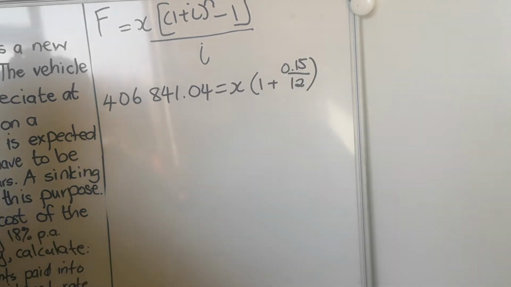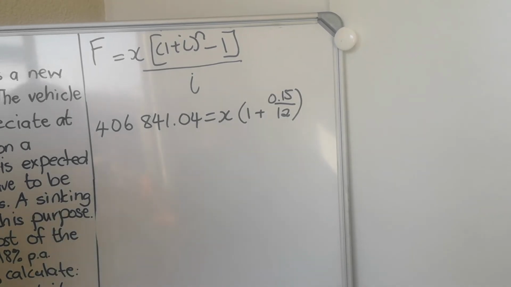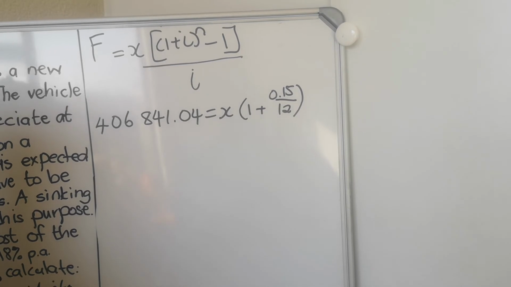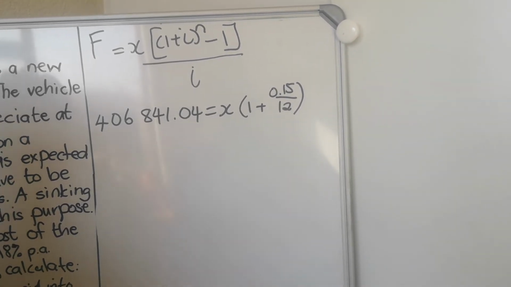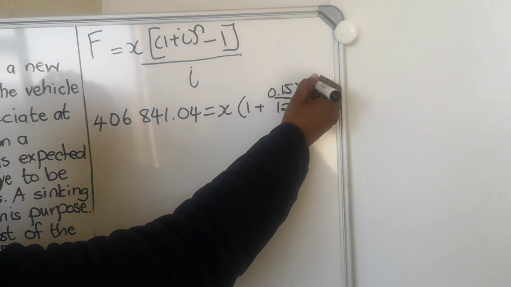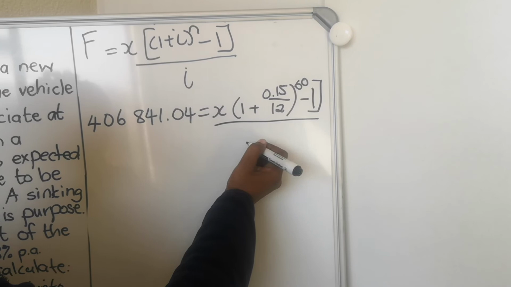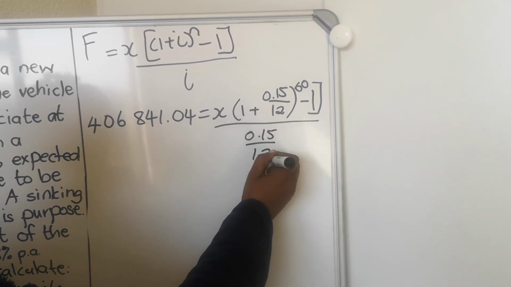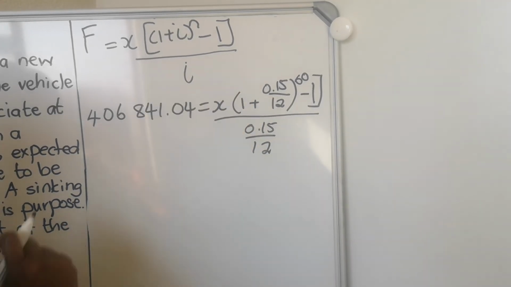Now the n, it's 5 years, but it's compounded monthly because you're going to pay every month. How many payments are you going to pay? You're going to go 5 times 12. So it means you're going to have 60 payments. Minus 1, close bracket, over the interest, which is 0.15 divided by 12. Now I am looking for X, right?